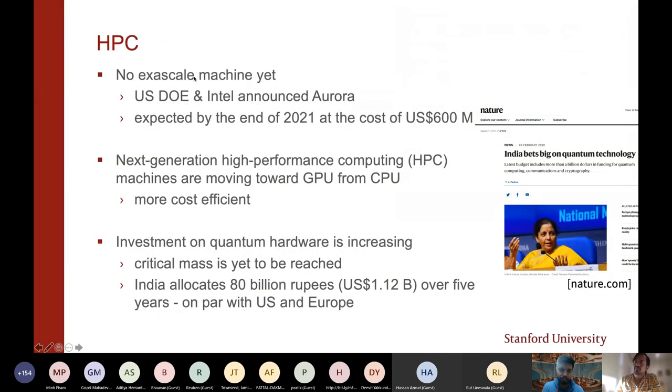So there's no exascale machine yet. What we have right now at the top is 415 petaflops. Exascale is when you have 10 to the power 18 flops. And US DOE and Intel have announced Aurora, to be commissioned by the end of 2021, at a cost of $600 million. Also, one important thing is that all the supercomputers are moving toward GPU from CPU because it's more cost efficient.